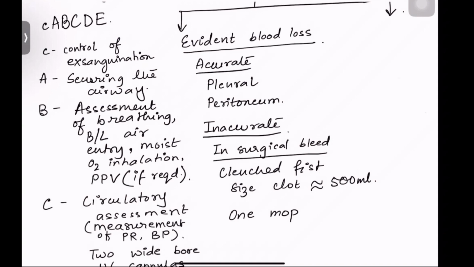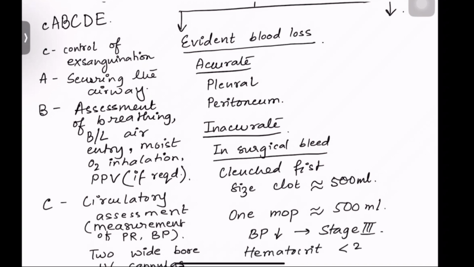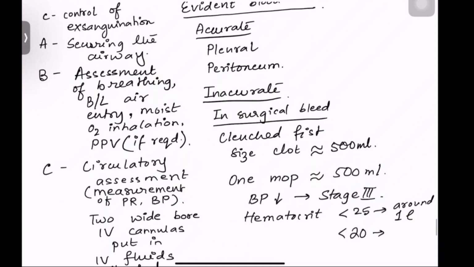Another inaccurate way of calculating the blood loss is by calculating the hematocrit. We know in stage 3 of shock, hematocrit decreases. So if hematocrit becomes less than 25, that means there is 1 liter of blood loss. And if the hematocrit becomes less than 20, it implies there are 2 liters of blood loss.